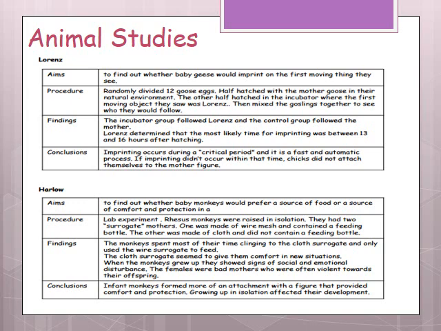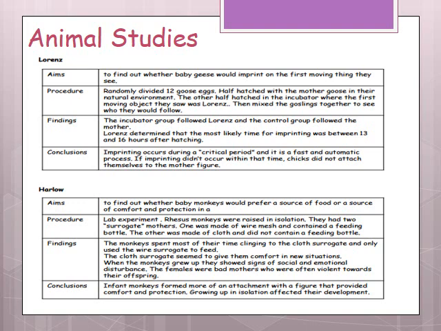Harlow wanted to see whether baby monkeys would prefer a source of food or a source of comfort. So he used a lab experiment. Rhesus monkeys were raised in isolation. They had 2 surrogate mothers. One was made of a wire mesh, and it contained a feeding bottle, so it was providing food. The other was made of cloth, but didn't contain any food, but it provided comfort.